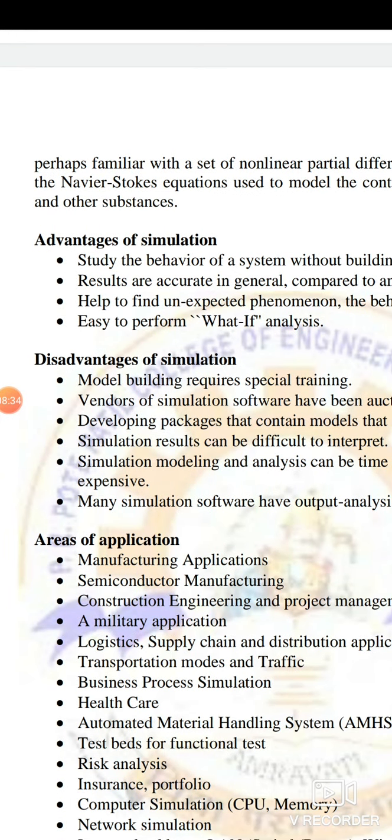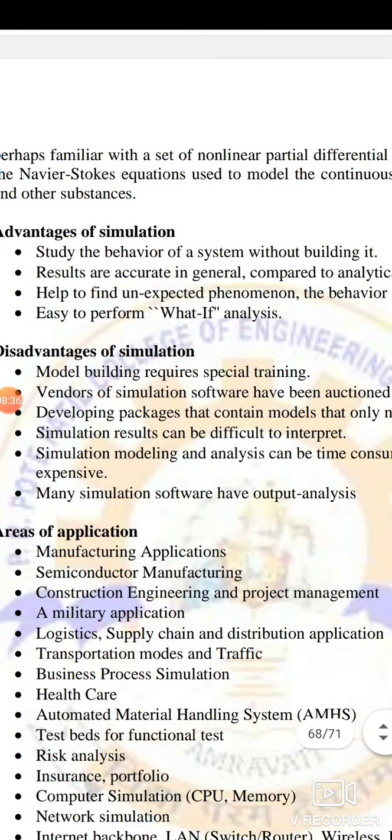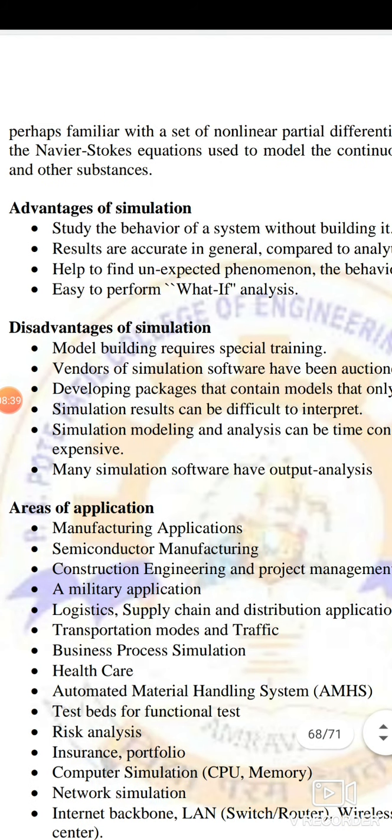Now, what are the advantages of simulation? First of all, I think it is clear to you now what a simulation basically is. We study a certain system to predict its performance, to forecast the future of that particular system. What we do is make a model of that system, then we perform the simulation on that model.